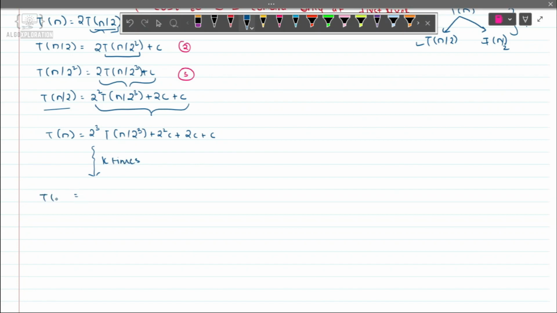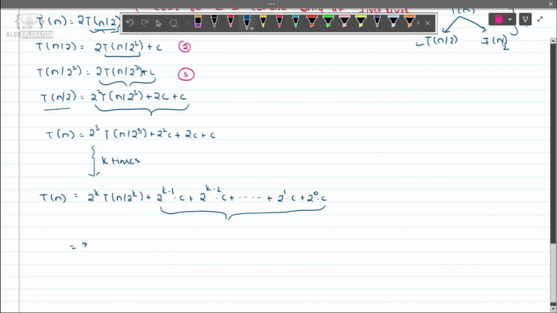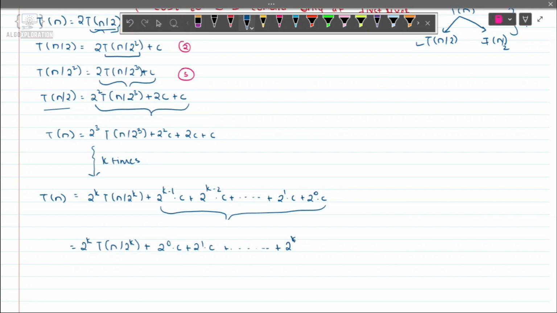we get T(n) = 2^k T(n/2^k) + 2^(k-1) c + 2^(k-2) c, and so on till 2^1 c + c. Now this c can be written as 2^0 c. So we will write 2^0 c. Now I will be reversing this part, so we get 2^k T(n/2^k) + 2^0 c + 2^1 c, and so on till 2^(k-1) c.